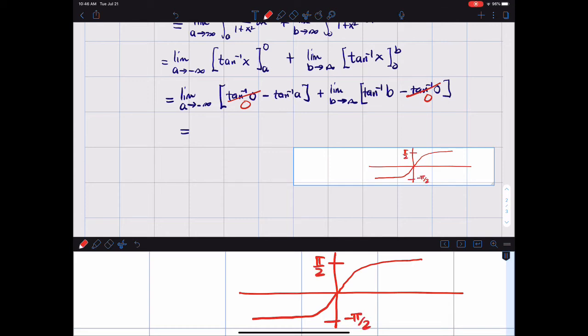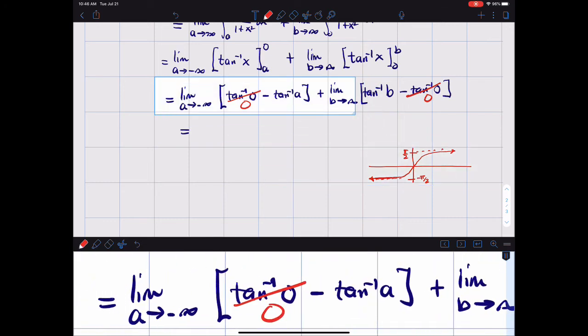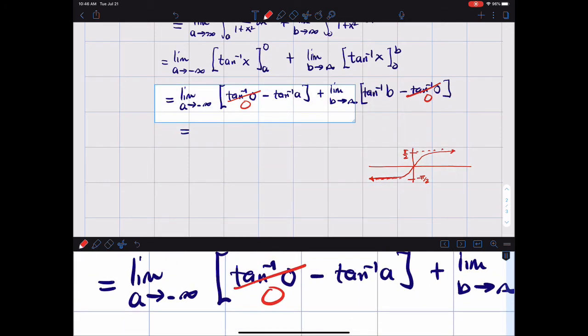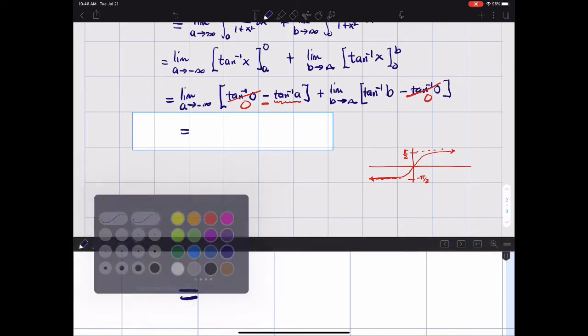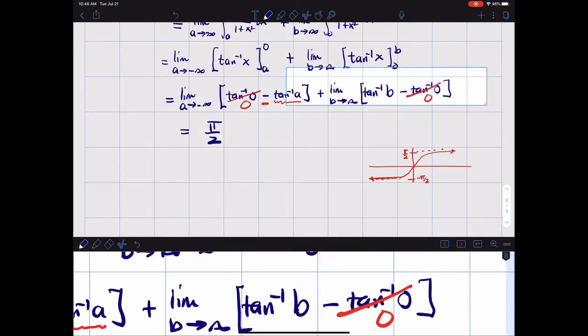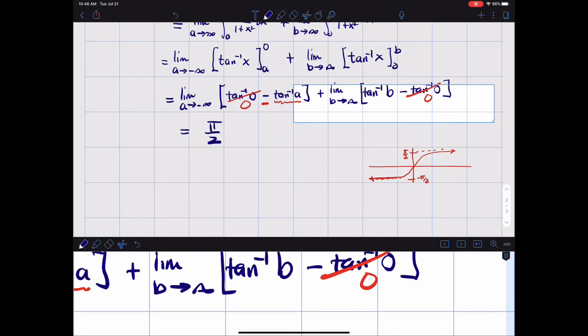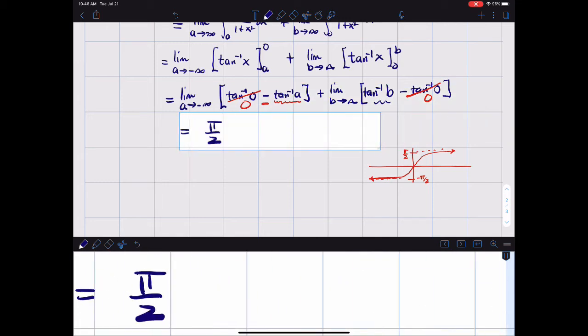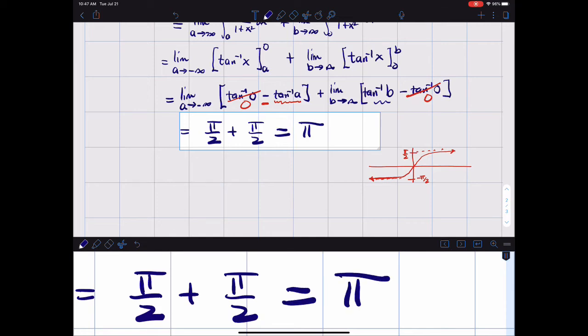All right? So as you go to negative infinity, the value is negative pi over 2. As you go to infinity, the horizontal asymptote is pi over 2. So as we go to negative infinity, this is actually negative pi over 2, and then you multiply by a negative, you get pi over 2. Now, as you go to infinity, this is just pi over 2. So you have plus pi over 2. So your answer is pi.